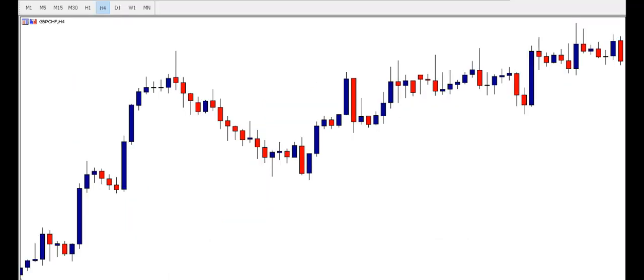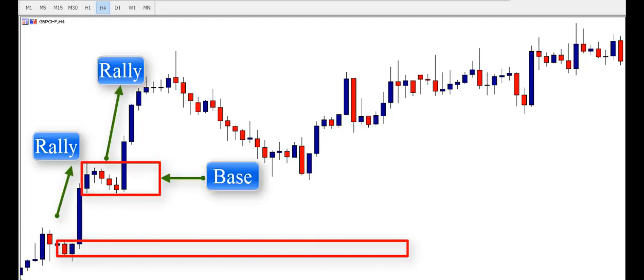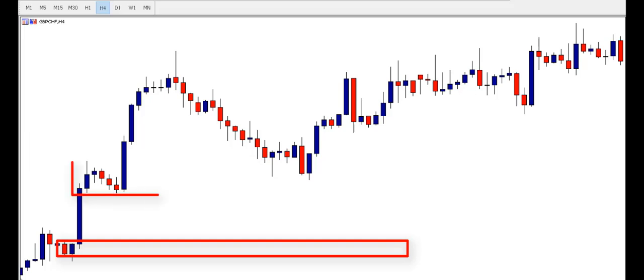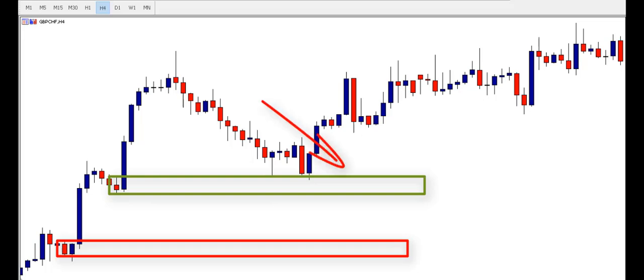This is the Pound Swiss franc four hour chart. As you can see, this is the first rally base rally demand zone, followed by a rally base rally demand zone. We will focus on the second demand zone here because it is fresh and it is the first zone that the market is going to test. So the basing candle here is this one. We draw the demand zone, and as you can see, when the market returned to test this zone, the market was strongly rejected, forming a nice pin bar candlestick pattern.